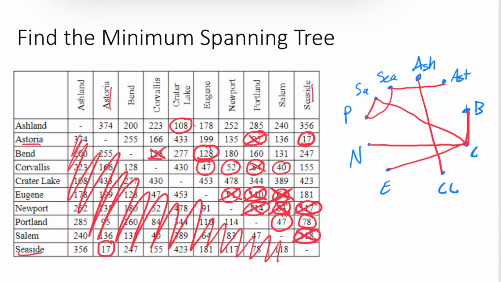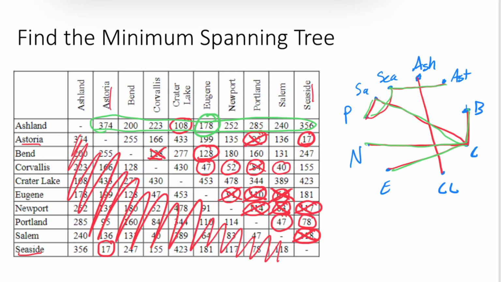And let's see, what's the next cheapest one? I think actually, at this point, we have two parts of the graph that are not connected yet, because we have this part right here where all of these vertices are connected, but we have the Ashland to Crater Lake part that's not connected. So I think the best way to do this would be to just look at Ashland and see which ones are cheapest, and just get it connected in some way.